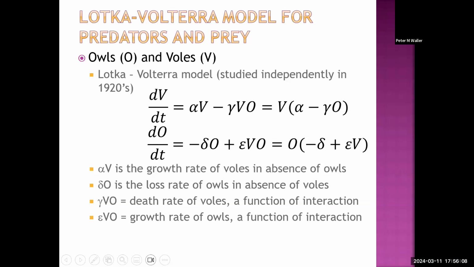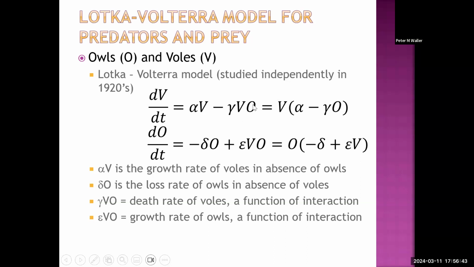There's the growth or reproduction rate of voles, alpha V, where alpha is like the exponential growth coefficient R that we've been dealing with before. And so this is exponential growth because we're far away from the carrying capacity. The second term is the death rate of owls. And this is just the normal death rate. So it would be 1 over the lifespan of owls.